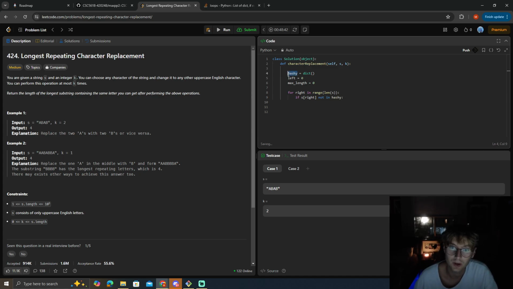I get confused between hash map and hash set. Let's call it my dict. If s right is not in my dict, we can just increment by 1, right? Else s right is equal to 1.